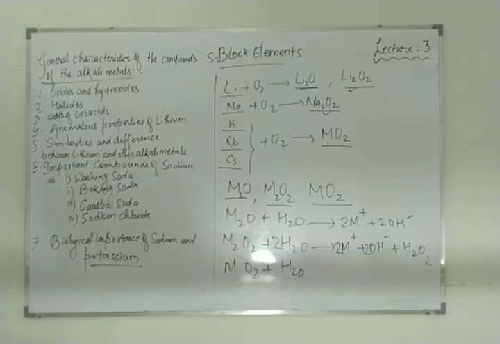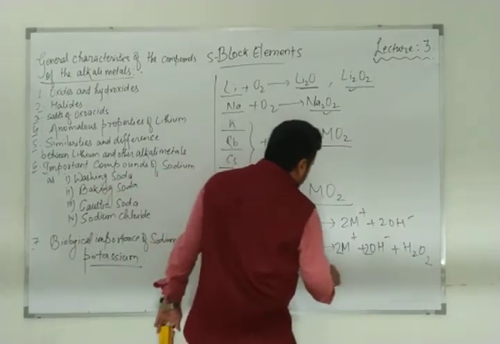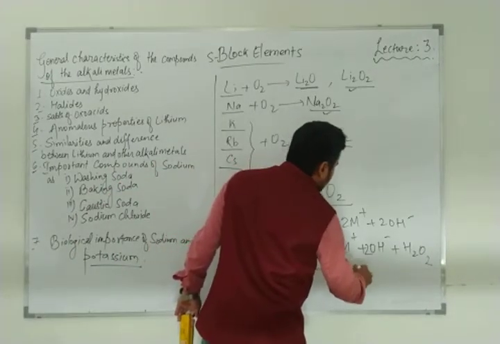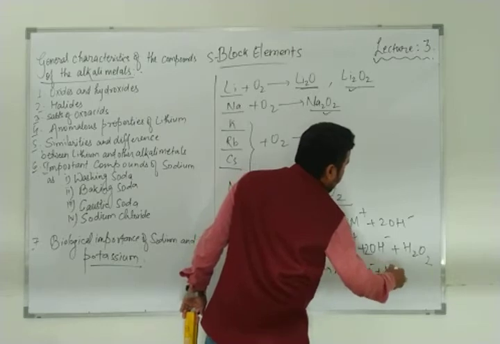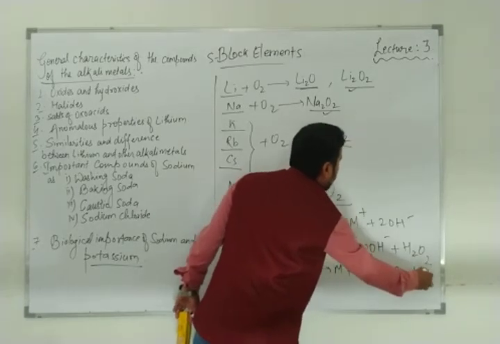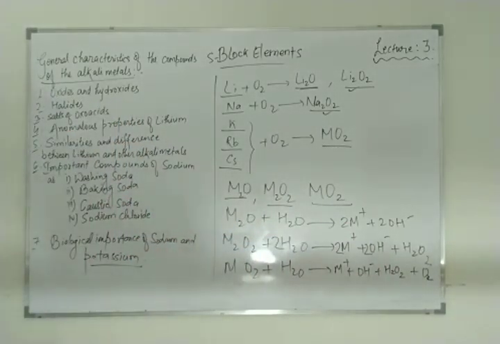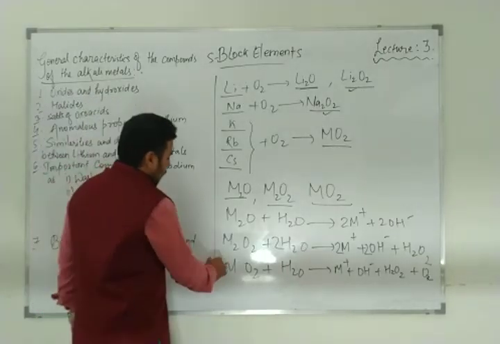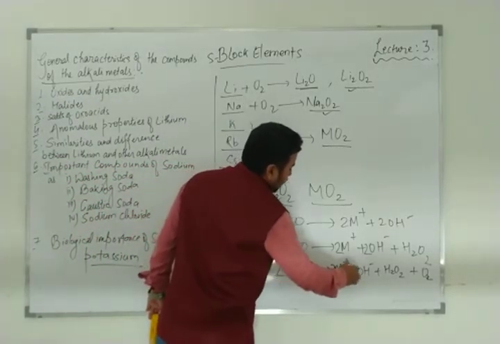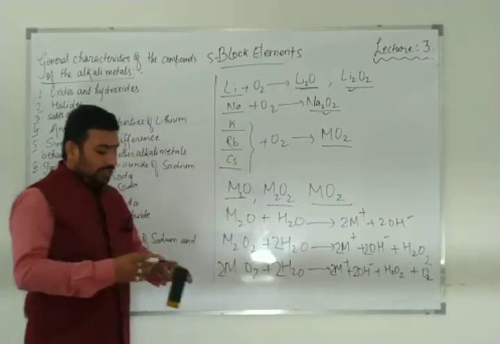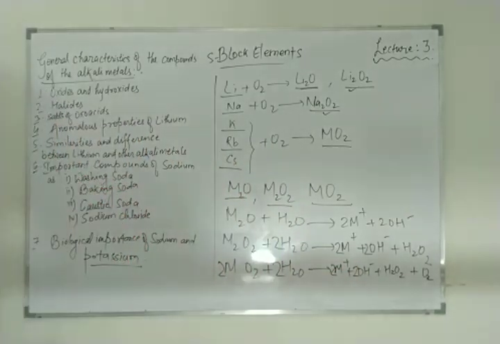And last one, if I talk about the superoxides, similarly in the superoxide, it will add one more step. It will give you metal plus, hydroxide minus, plus hydrogen peroxide and also oxygen O2. So remember dear students, when we write this reaction and want to balance it, you have to put 2 everywhere up to the hydroxide: 2MO2, 2H2O, 2M+ and 2OH-, right? So as you have seen, these are the oxides, superoxides and peroxides of these alkali metals.